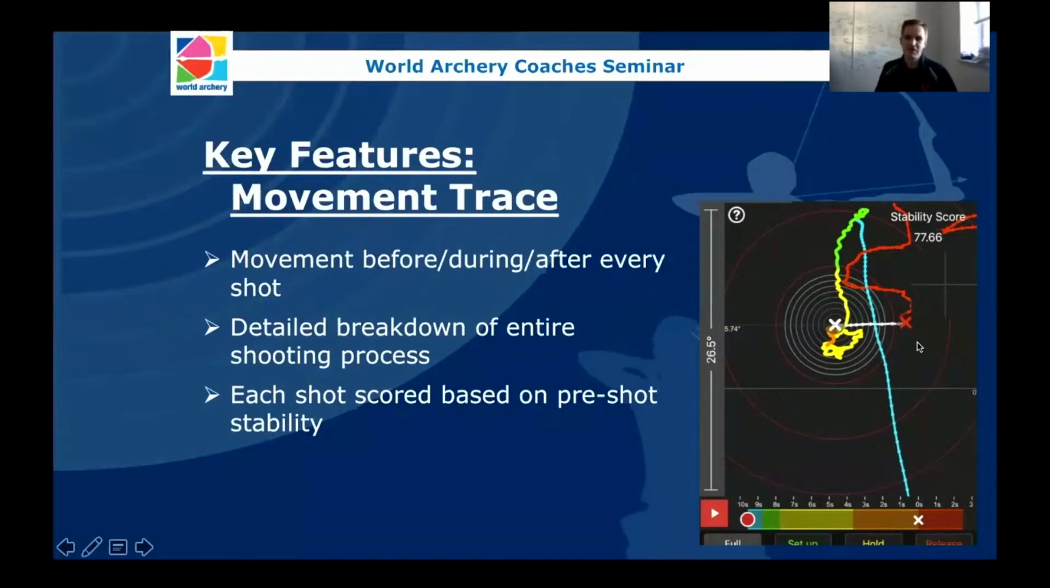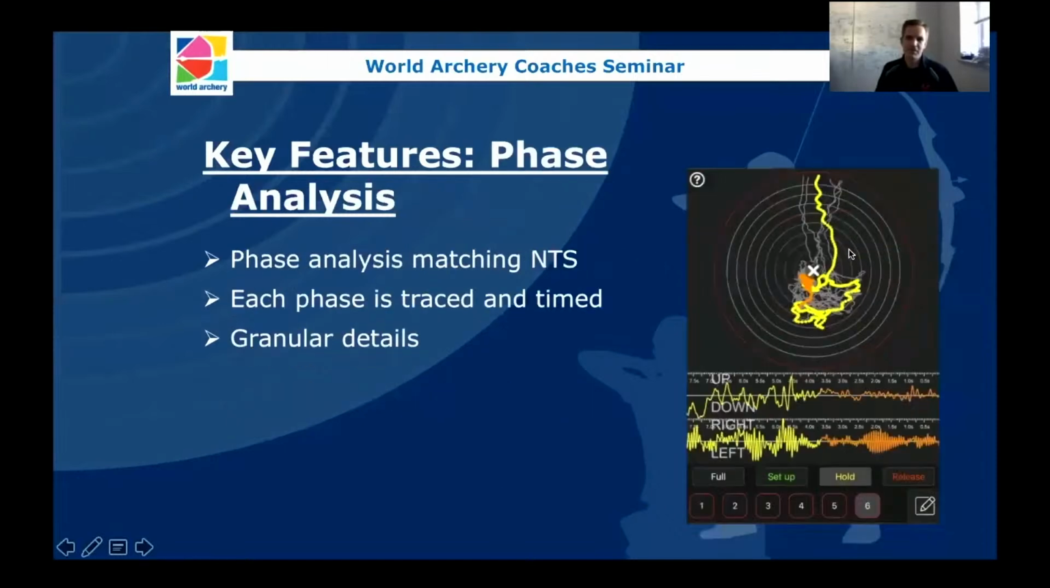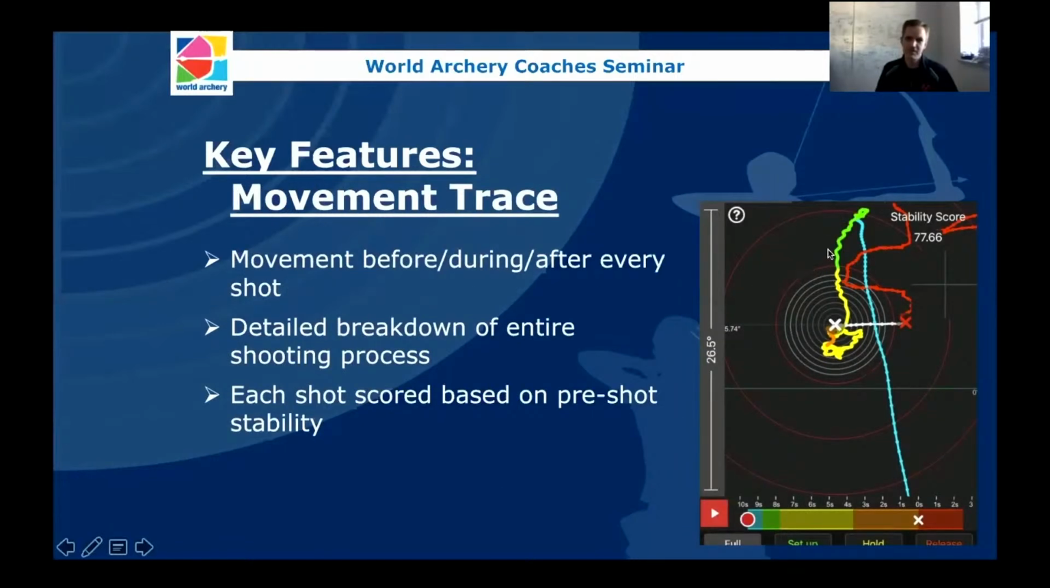If you look up here in the right-hand corner, where my mouse is, it gives a stability score, and that score is based off of how much movement happens just prior to the shot. We'll talk about that a little bit more later in terms of how it's used. You can see here, this is the setup, and then bring it into the hold. The release is the white X, and when the arrow leaves the bow is the red X, and the red is the follow through.